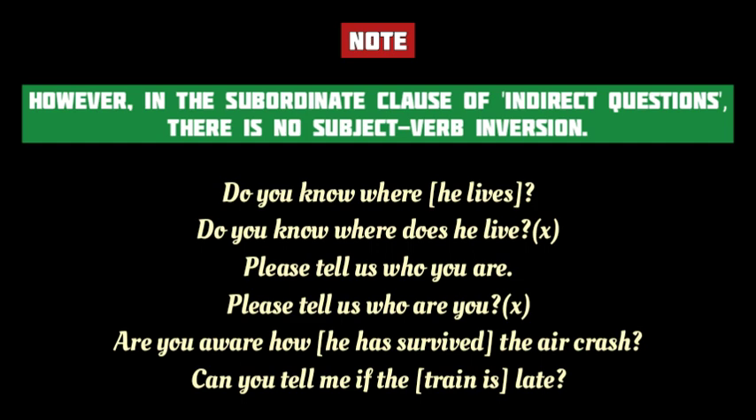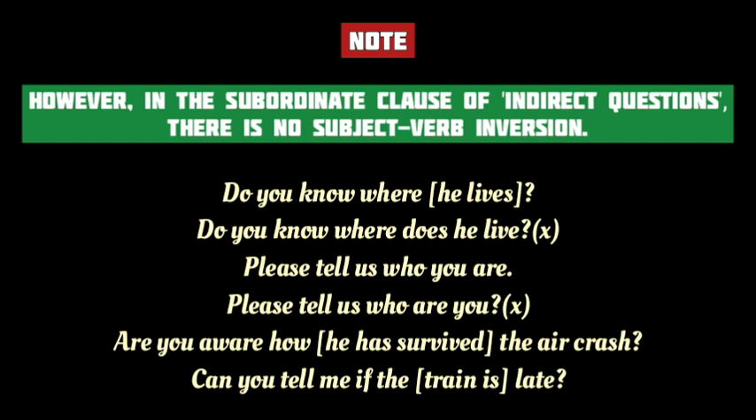The sentence, please tell us who you are, is also an indirect question. And so there is no inversion here and the verb are has come after the subject you. Please tell us who are you is grammatically incorrect because of the inversion in the subordinate clause. Are you aware how he had survived the air crash is also an indirect question.